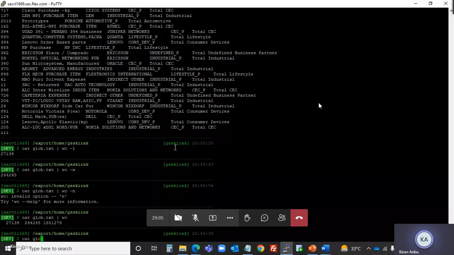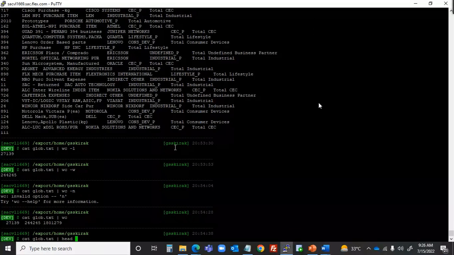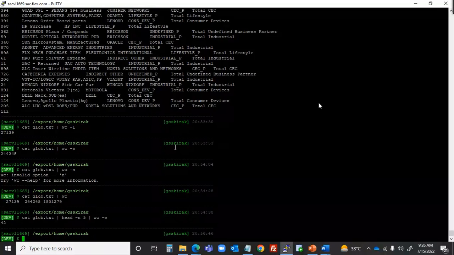So as usual, cat globe.txt, but instead of these full lines, 27,130 of them, I want only the first 5 lines. So you use the head command. And from these 5 lines, you don't need L, because it would just give the number of lines, 5. Since I already mentioned I want only 5 lines, now I am interested in the number of words. You can see now.